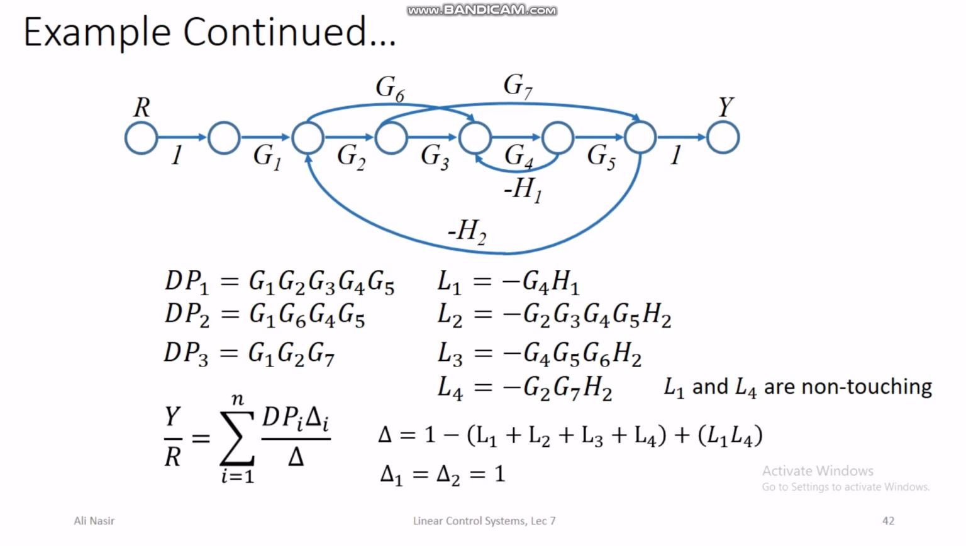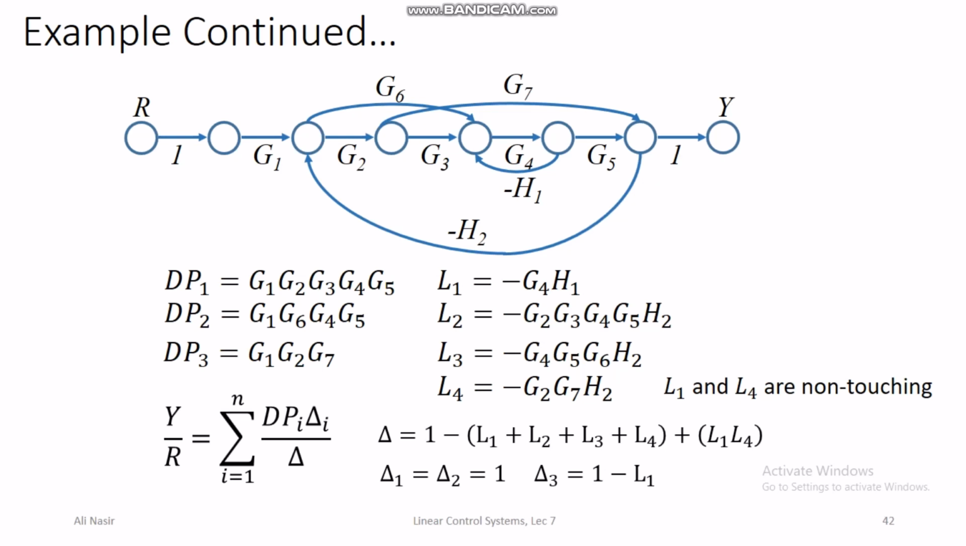So direct path 1 and direct path 2, you can see that pretty much every node is included in direct path 1 and direct path 2. So every loop is touching direct path 1 and direct path 2. But direct path 3, the loop L1 is not touching direct path 3. Direct path 3 basically uses the link of G7, and G7 bypasses the nodes of the loop L1. So L1 is not touching direct path 3.